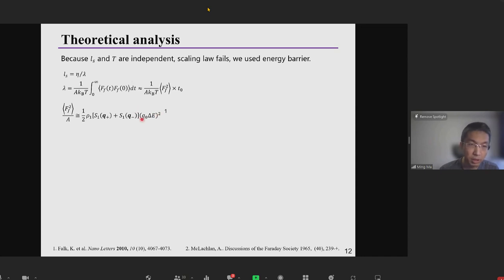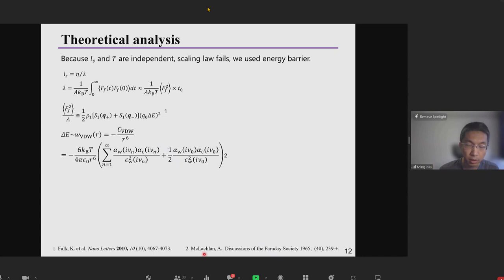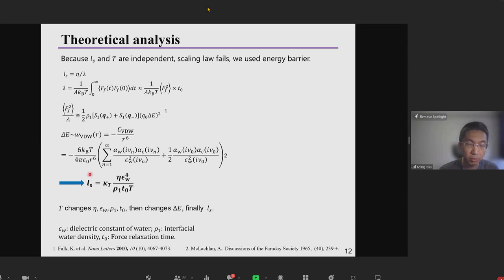And further, we notice if you use the theory from Mike Lauchin, which is half a decade ago, you can further relate the energy barrier to the following quantum quantities. And with all these tedious calculations, in the end, you will be able to derive such an equation. This equation shows that the slip length is proportional to this ratio, which is a pre-coefficient. And what is the most important is that all these five quantities in this part can be calculated separately and independently.